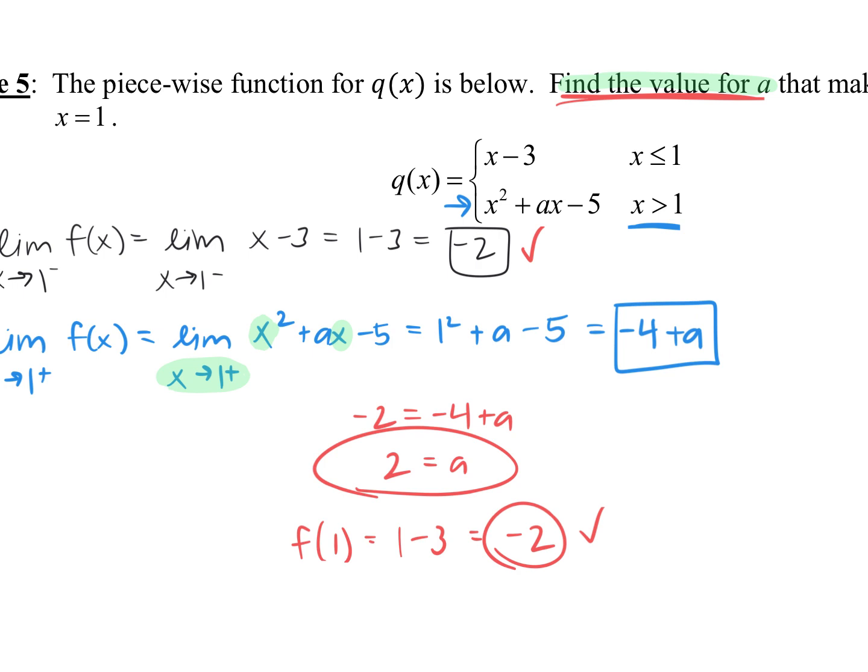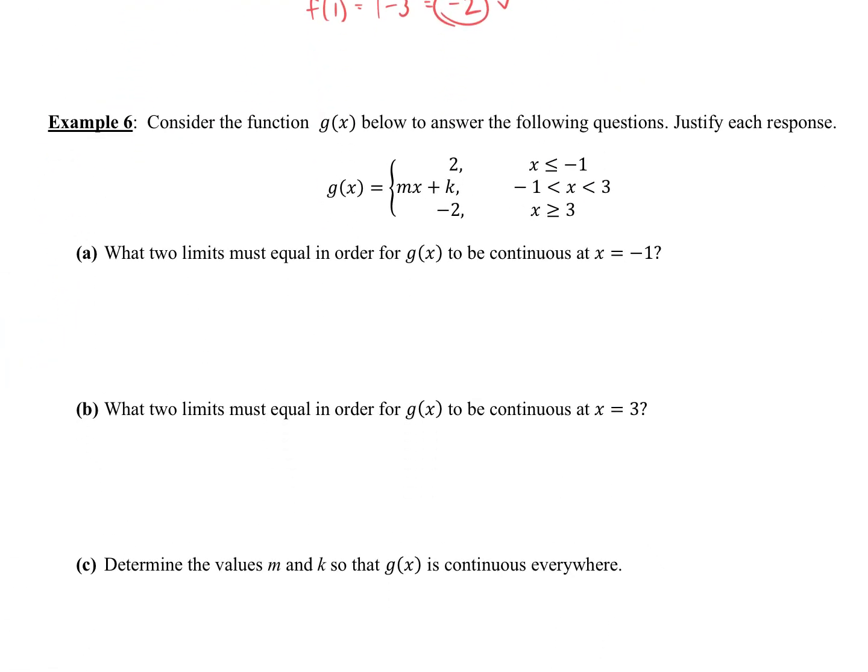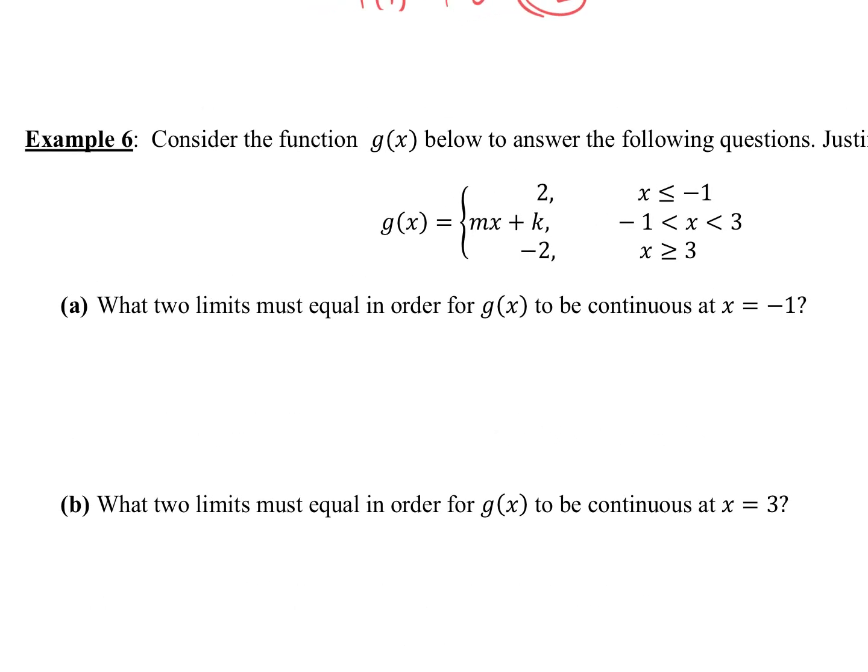Questions on that? Okay. And then example 6, our last one before you guys will have some time. We'll take a quick break. But this one kind of sets us up in terms of parts A and B to help us figure out how to do part C, which is the same idea as example 5. We're trying to figure out what values m and k have to be in order for this function to be continuous, okay?